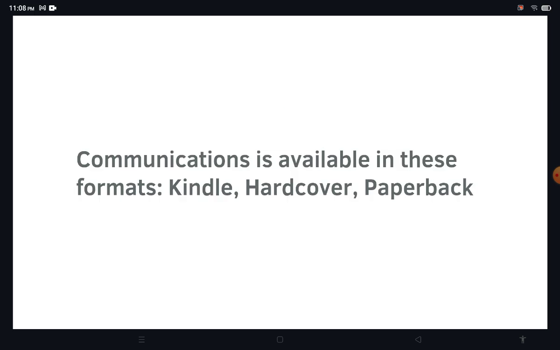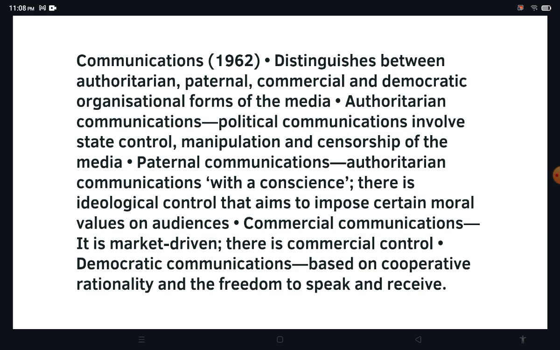Communication is available in formats like Kindle, hardcover, and paperback. Then Communication, which was published in 1962, distinguishes between authoritarian, paternal, commercial, and democratic organizational forms of media. Which I repeated twice. So what is authoritarian?